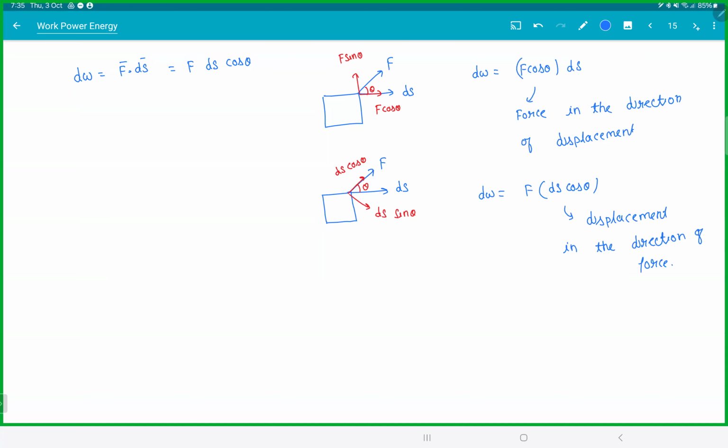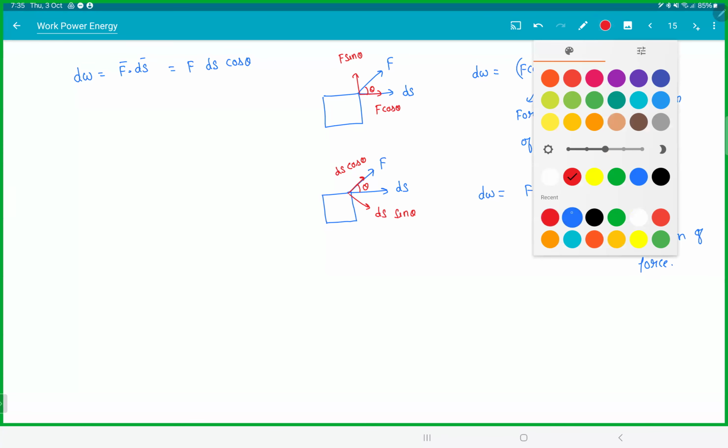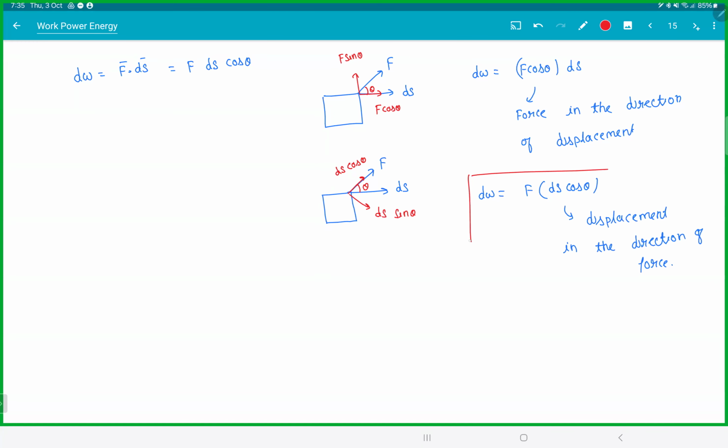So you need to see which one is more appropriate. Now, in our case, the second one is more appropriate because I know the force's direction, isn't it? In my case, second problem, the forces are constant. So this is what I'm going to use. The first one is a standard one, which you must have seen.